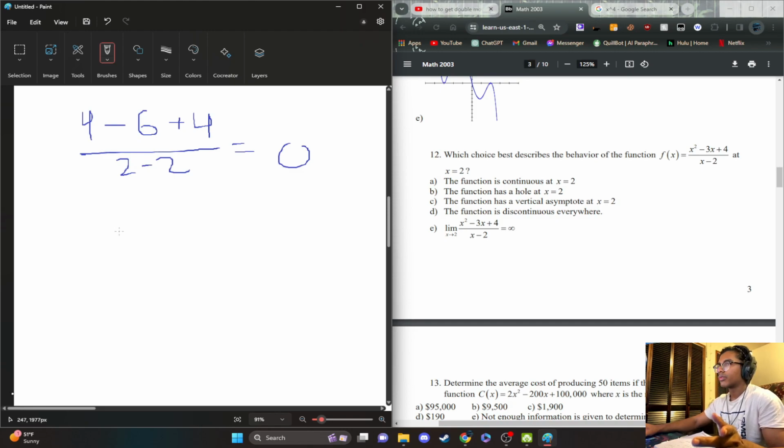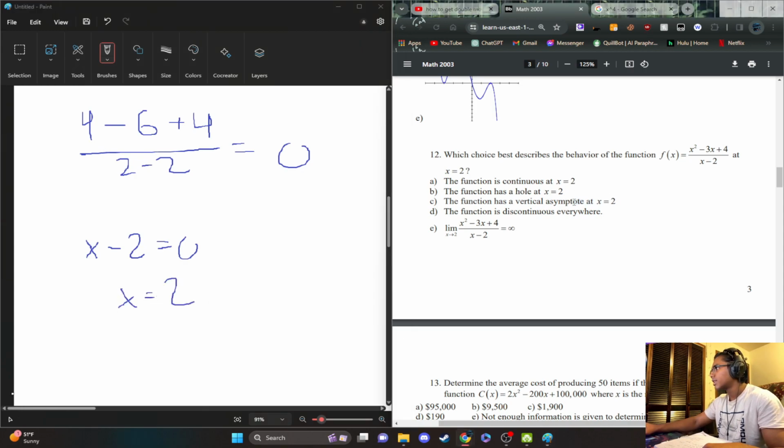It is x equals 2. Remember, the vertical asymptote is the same thing as the domain restriction, and it comes from the denominator. So you have x minus 2 in the bottom equals 0, so your vertical asymptote is 2. Which one is the right answer? This is the right answer.